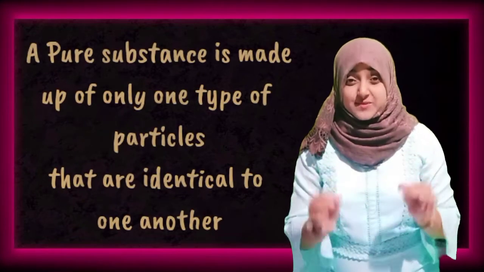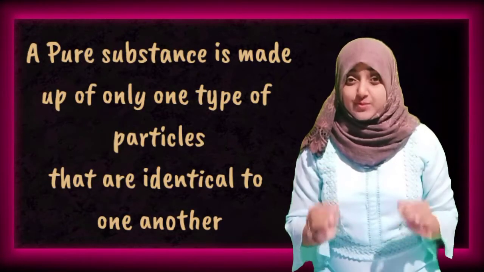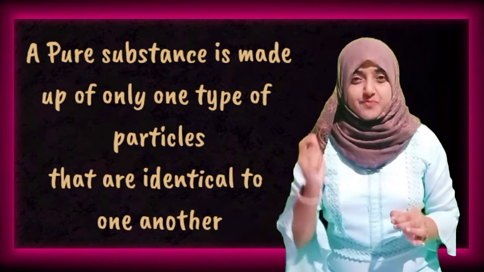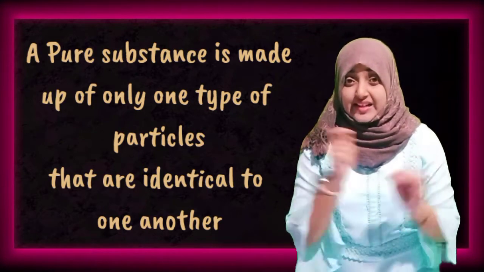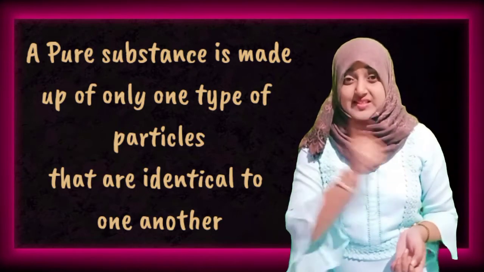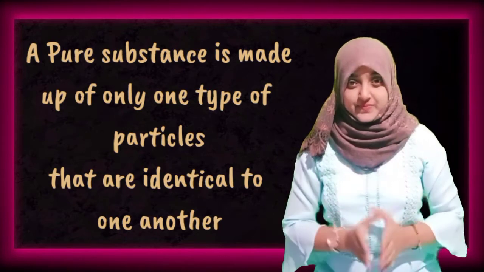Well, according to chemistry, a pure substance is one which is made up of only one type of particles that are identical to one another, that are the same as one another. For example, pure copper would contain only copper particles in it, which means the copper particles in this pure copper are identical to one another.